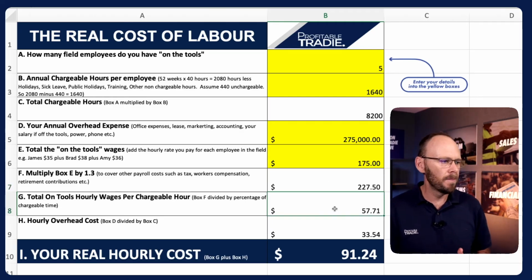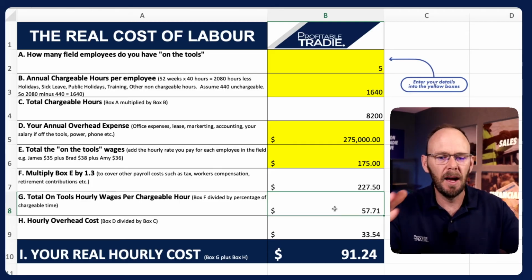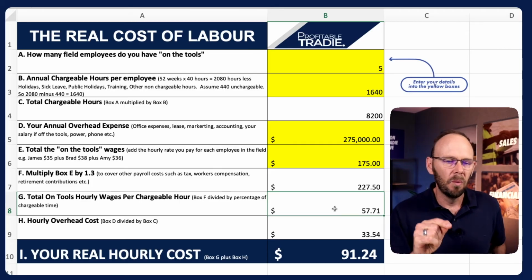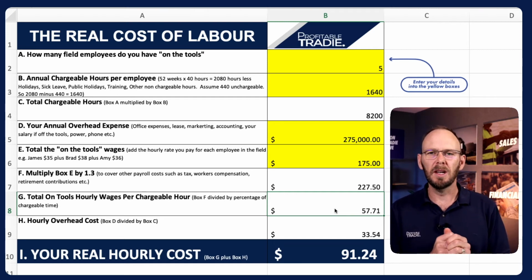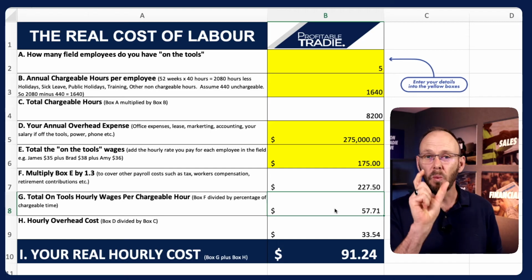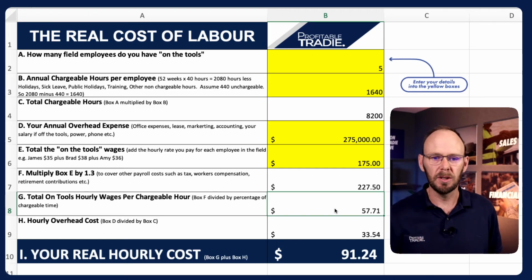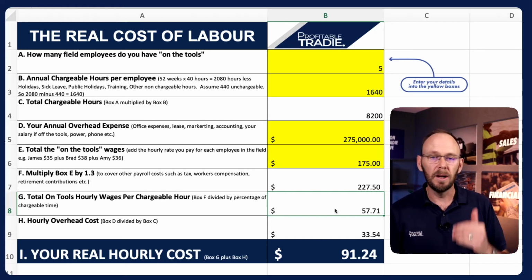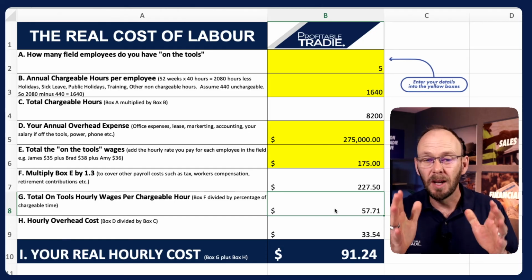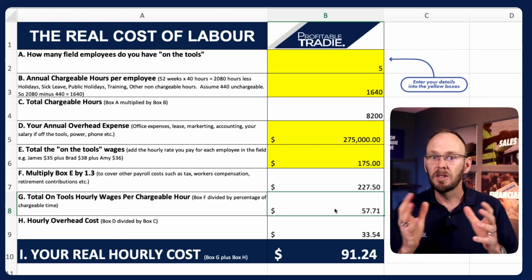The next figure is the really important one. So this is a little bit of a mind bend. Just stick with me, I'm sure it'll make sense. What we want to understand is what is the total on tools hourly wages per chargeable hour. So what does it cost us to provide that 1 hour to our client, based on our wage costs? And it's $57.71. And the reason that's way higher than the 35 is pretty simple. You're paying them for the whole year, 2,080 hours, but you can only charge them out for 1,640 hours.